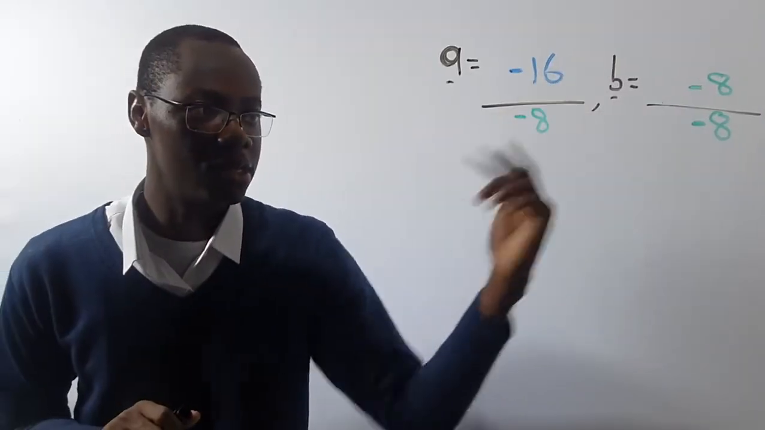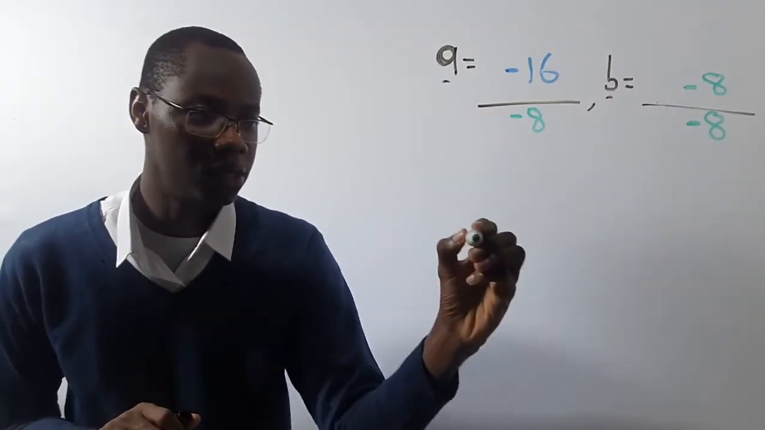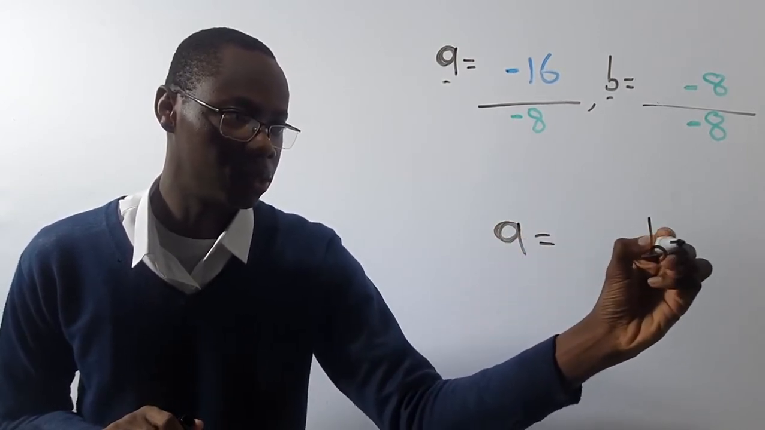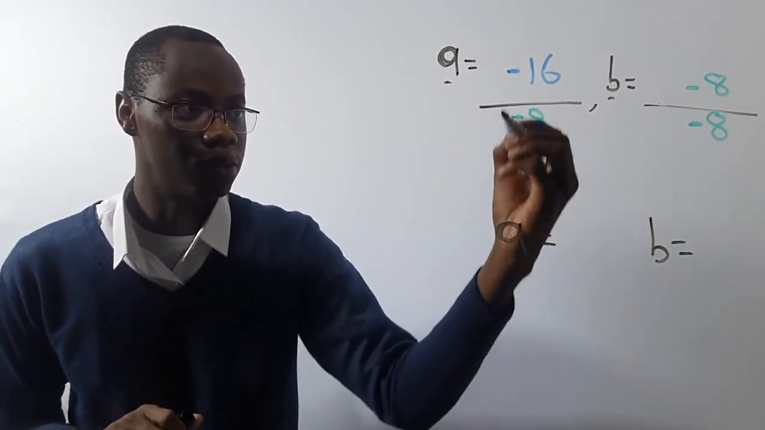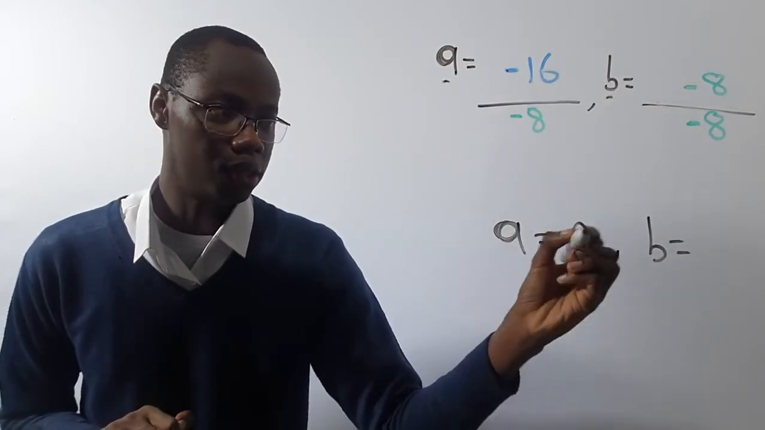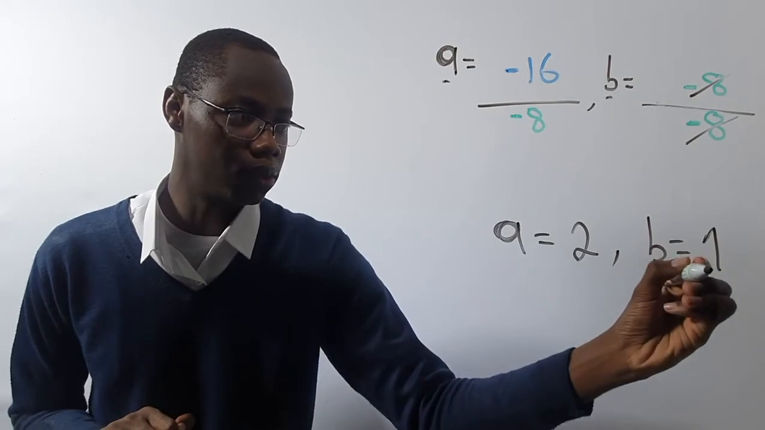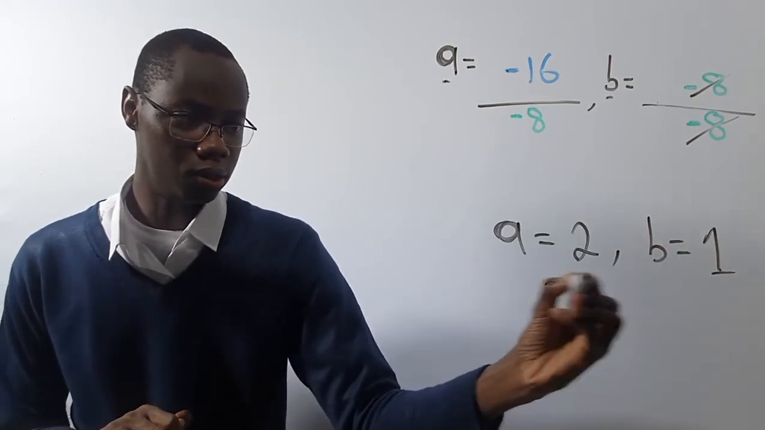Now this is the easy part. All we need to do to find our final answers is divide. So watch your signs. The first unknown is minus 16 divided by minus 8, which is 2, and the second unknown is this divided by this, so 1.